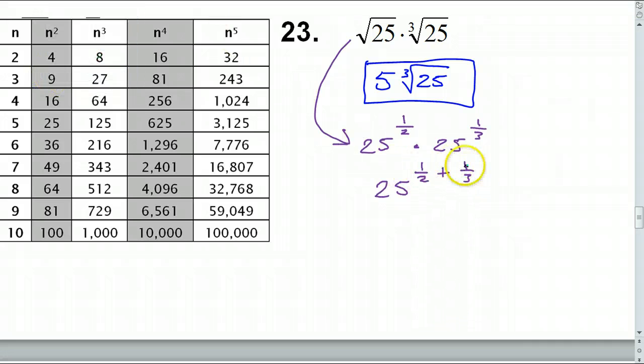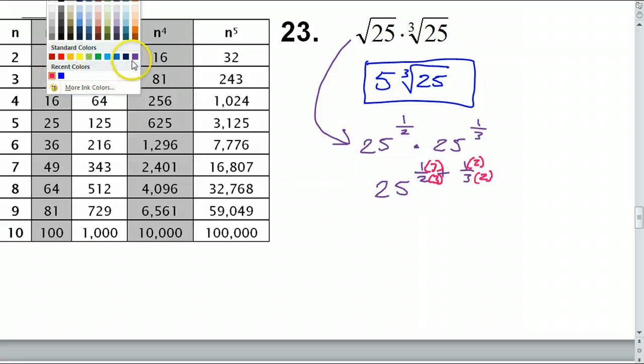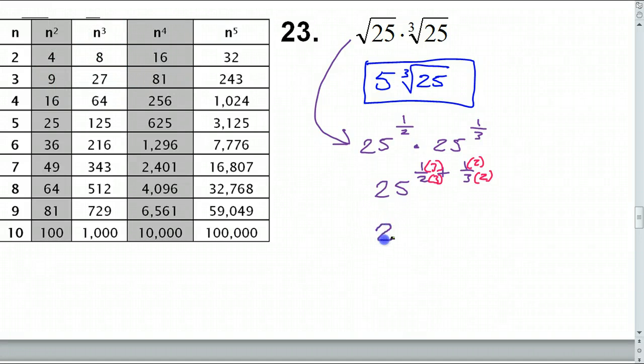Now remember, for this type of problem, you need like denominators. So multiply these by 2, multiply these by 3. Okay, so that's going to give me, so what do we got? That's going to be 3/6 plus 2/6. Well, 3/6 plus 2/6 is 5/6. So I could have written 25 to the 5/6.